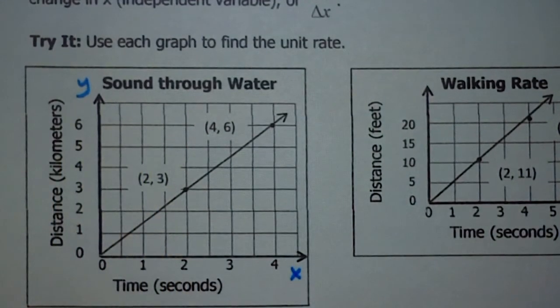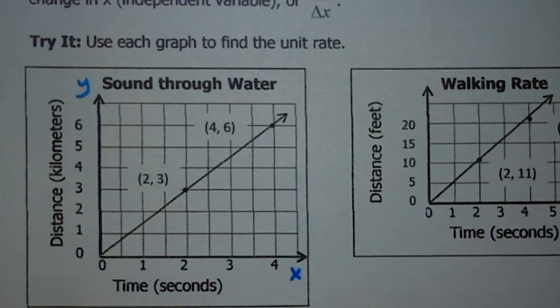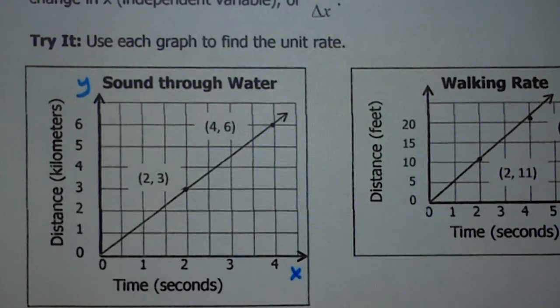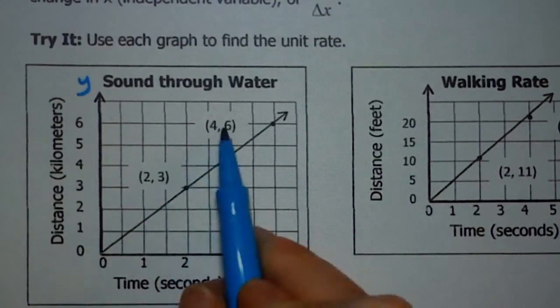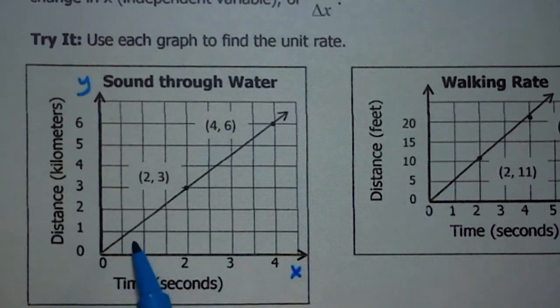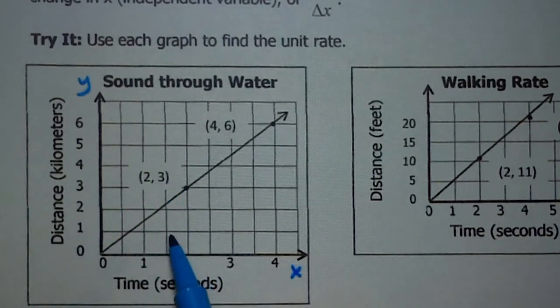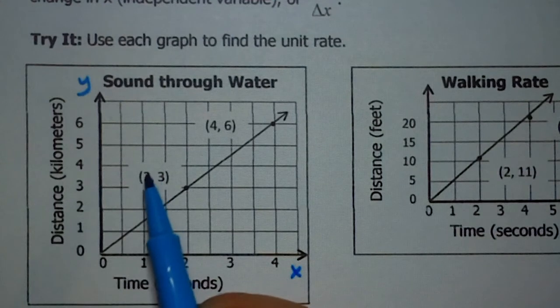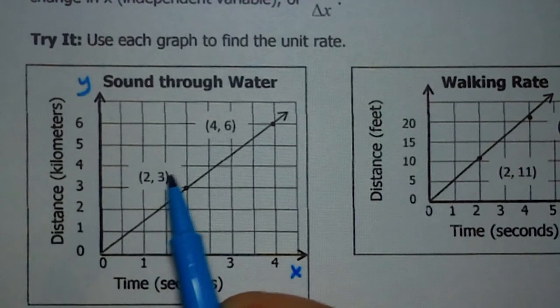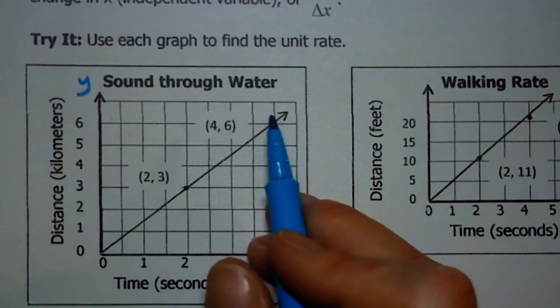To figure out how many kilometers per second, all I have to do is take a look at what y changes by and divide that by what x changes by. It's always change in y over change in x. So when you're looking at this, I give you 2 ordered pairs. We have this nice straight line here, and we have 2 ordered pairs. We say that when time is 2 seconds, when x is 2, the distance is 3 kilometers. So this right here means 2 seconds, 3 kilometers. And up here I see that after 4 seconds, because that's 4 on the x-axis, it travels 6 kilometers.